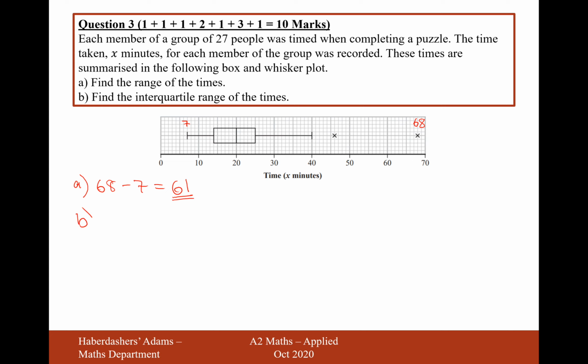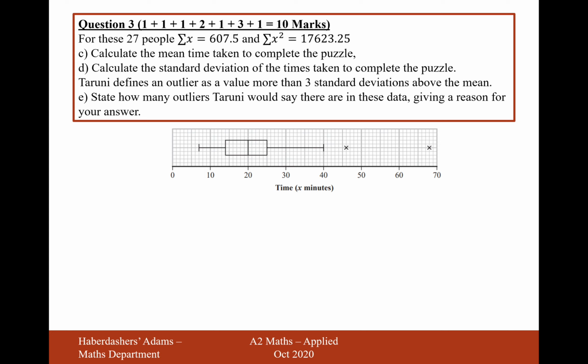Moving on to part B, find the interquartile range, where the upper quartile is 25 and the lower quartile is 14. So it's going to be 25 minus 14, which is 11. There we are, that's not too bad for the first two questions. Let's move on to the next couple.